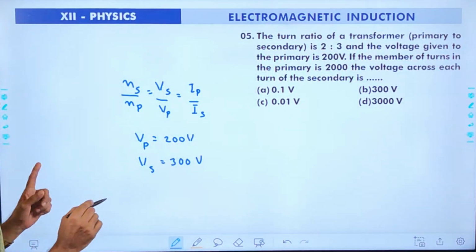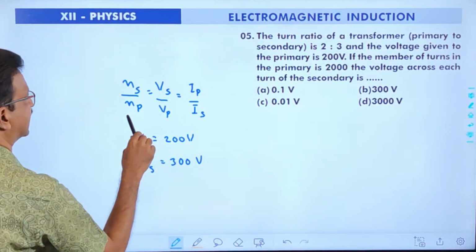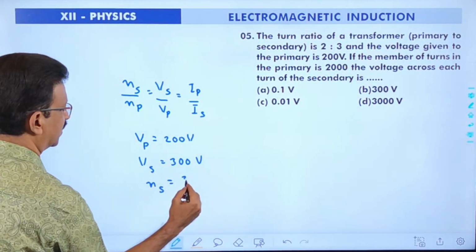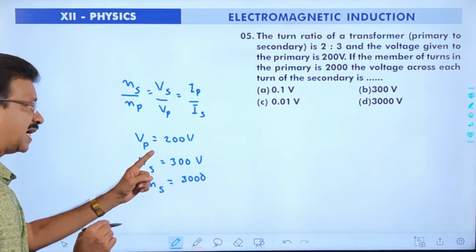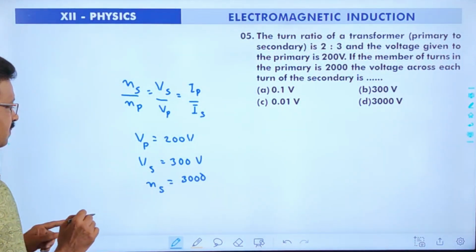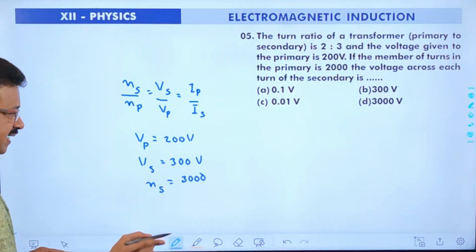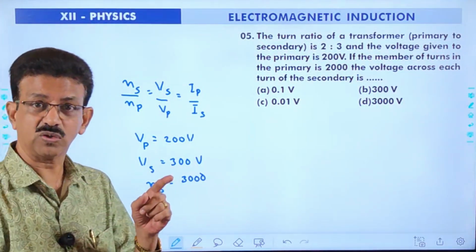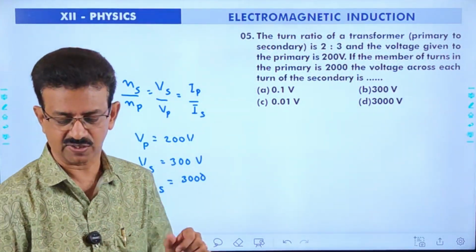Now, the turns in the primary is given as 2000. Therefore, turns in the secondary will be 3000. Ns equal to 3000 turns. The total secondary voltage is obtained as 300 volt by the transformer equation. And the secondary has totally 3000 turns. Therefore, the voltage across each turn of the secondary, that's the question here.